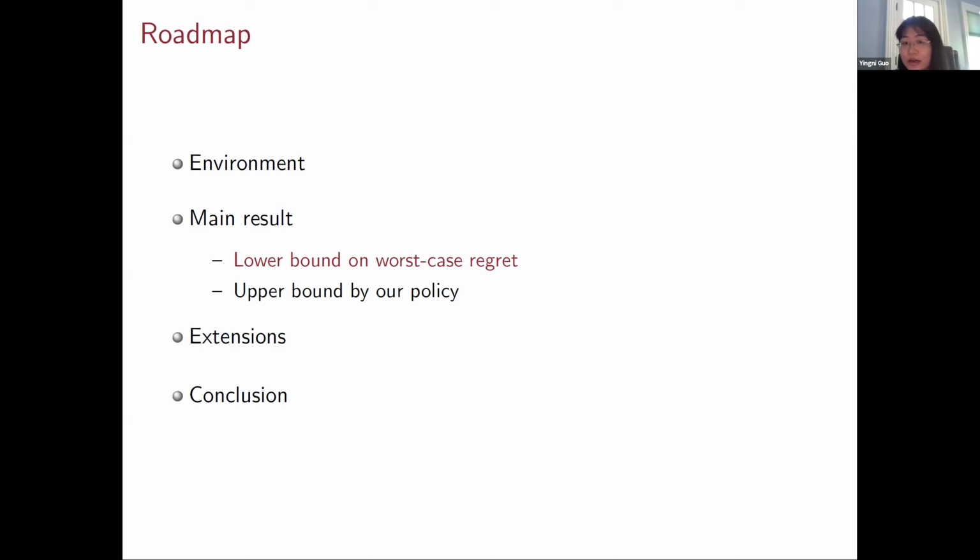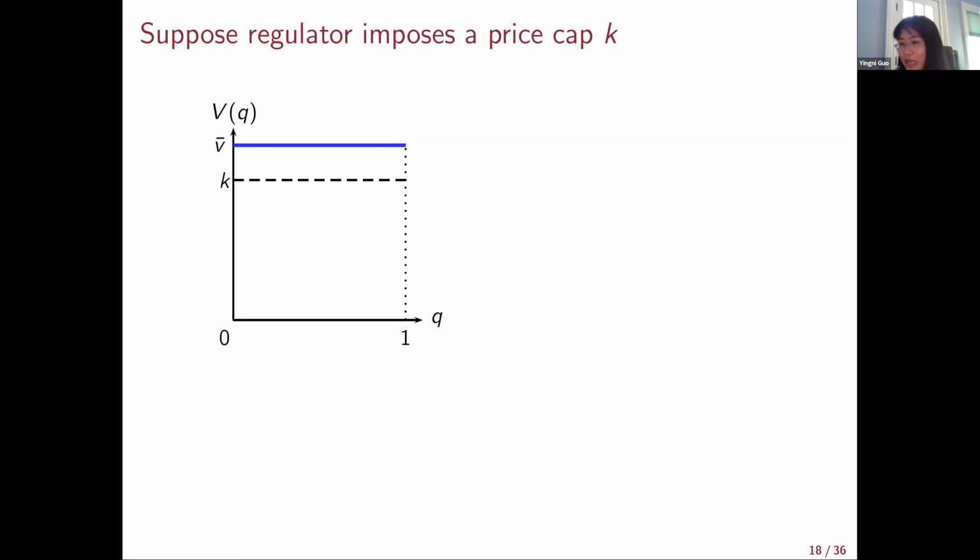And for the first part, we are going to have two results. First of all, I'm going to give you a lower bound on the worst case regret to build some intuition. And in the second step, I'm going to give you the tight lower bound, which is the lower bound we are going to use. So let's first look at what could happen if the regulator just imposes a price cap. This part of the discussion is simply for intuition building. Suppose the regulator tells the firm, you are not allowed to price above this price cap K. Now, how is this going to affect the worst case regret of the regulator?